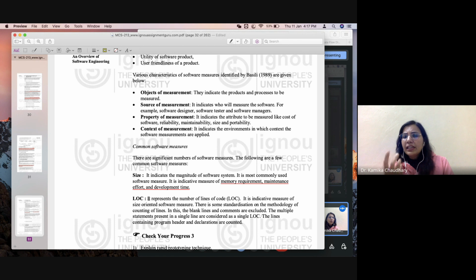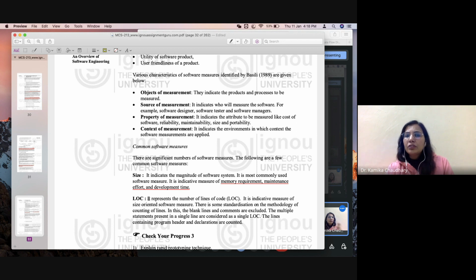Second is your LOC, which is always the lines of code. When you code the software, it indicates the number of lines which will be written for the coding part of the software. How many lines will be there in your software, that comes under the lines of code.